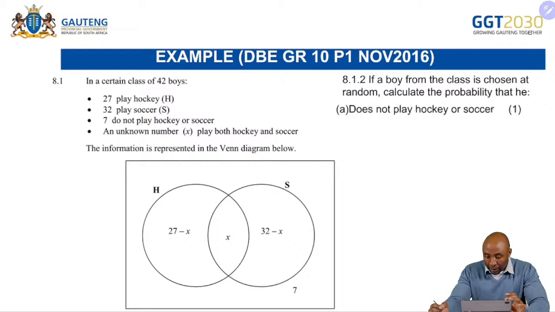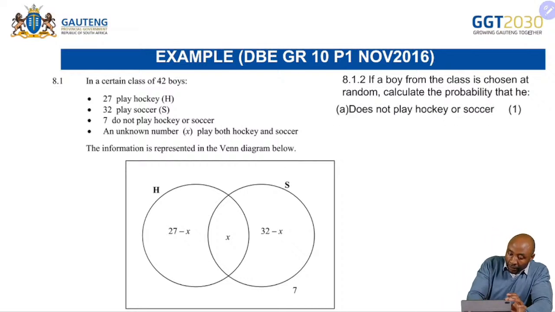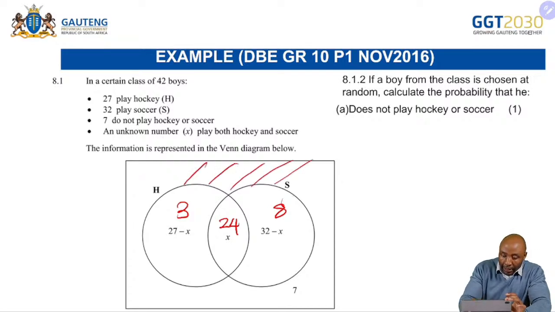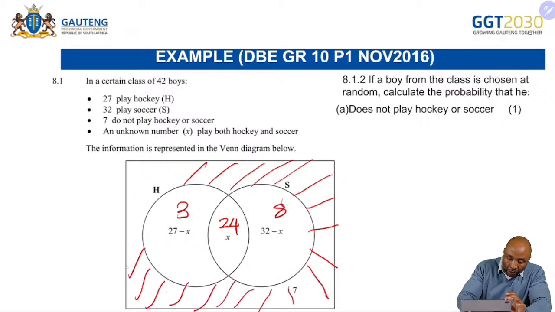Now I will move the information to here. Remember, we said our x is 24. Our 32 minus 24, we got 8. 27 minus 24, we got 3. So that's the information that we are having. Calculate the probability that he does not play hockey or soccer. So it means we are looking at the region outside the 2 events, isn't it? So I'll shade that so that you are able to see where we get.